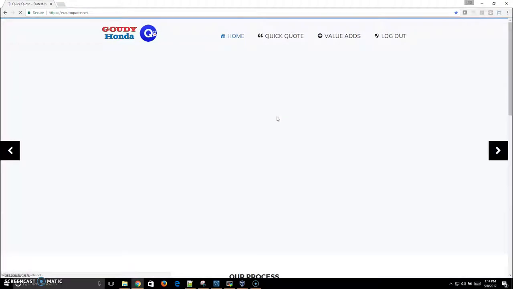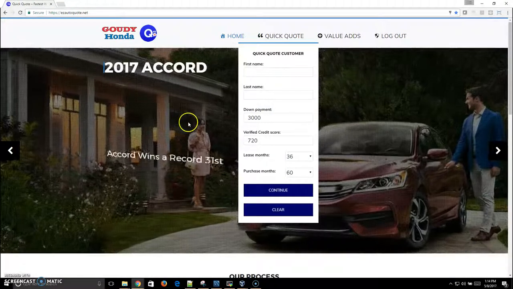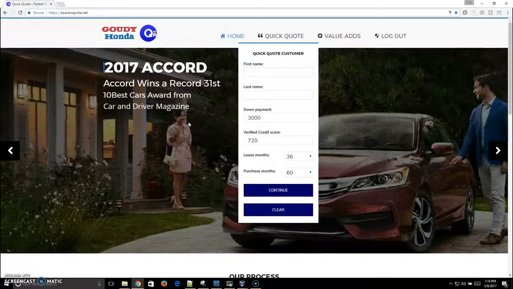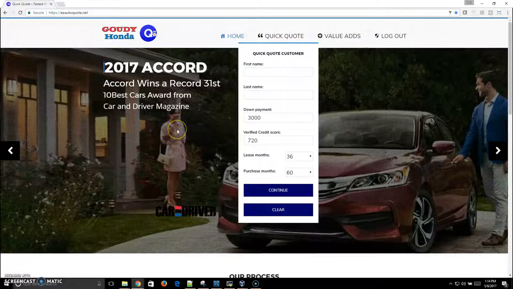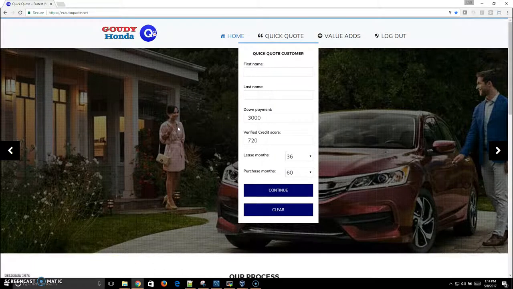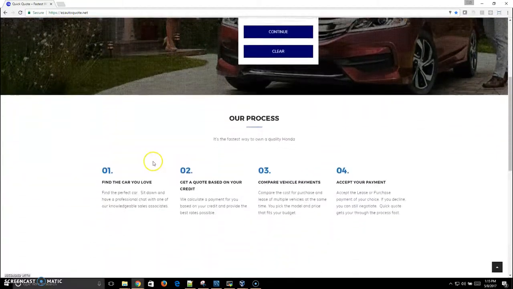Orion Smith is the developer of EZAutoQuote. EZAutoQuote benefits both customers and dealers. It benefits customers by saving them time. It benefits dealers by increasing the profitability on their deals. So, how does it do this? And what is the process?